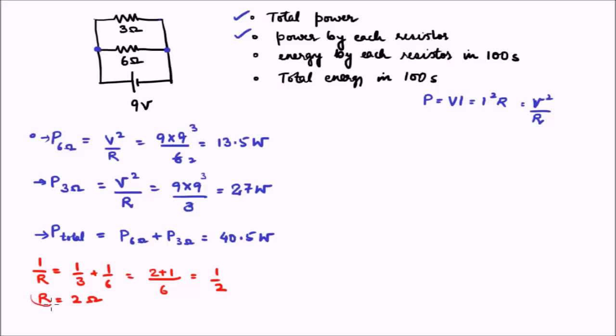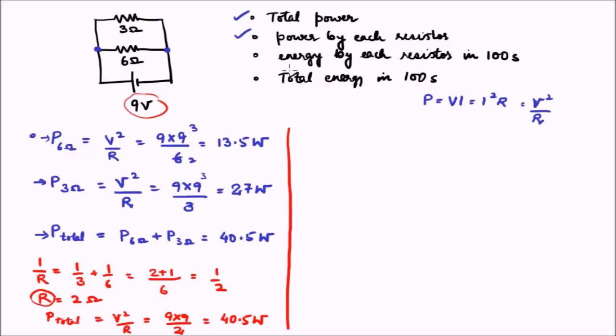Now if I use this equivalent resistance and the 9 volt voltage, what is the total power? Power total will again use the same relation V square upon R, but now the R will be the total R of the circuit, and the voltage will be the same, 9 volts. So 9 times 9 upon 2, this is 81 upon 2, that is 40.5 watt. So by this alternative method also we got the same power output. That verifies that our calculations are right.